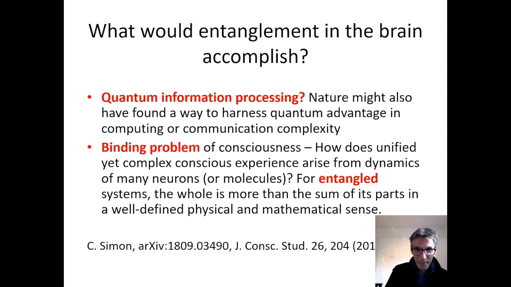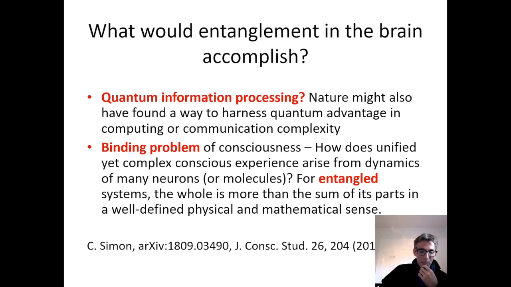So why entanglement in the brain? What would it accomplish? There's, I think, two main potential answers to this question. On the one hand, there is quantum information processing. This is a very quickly emerging technology right now that has various advantages over classical information processing. And it's conceivable that nature might also have found a way to harness this quantum advantage, for example, in making computations more efficient or communications more efficient.